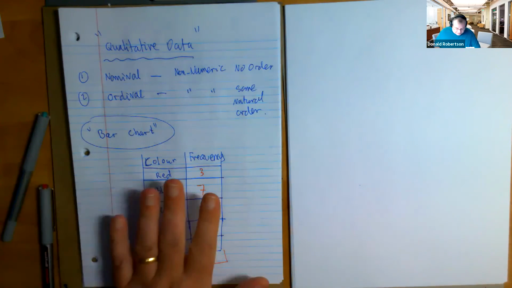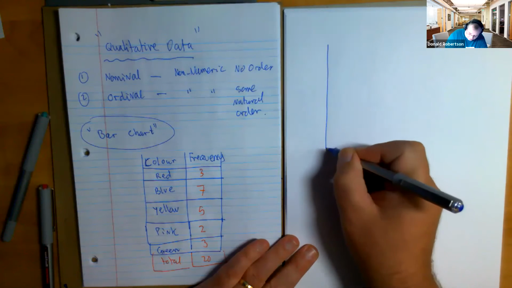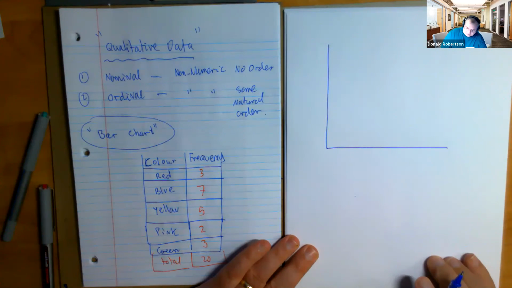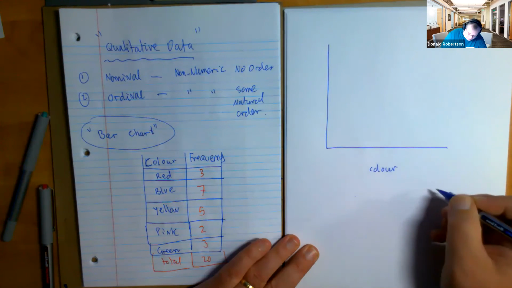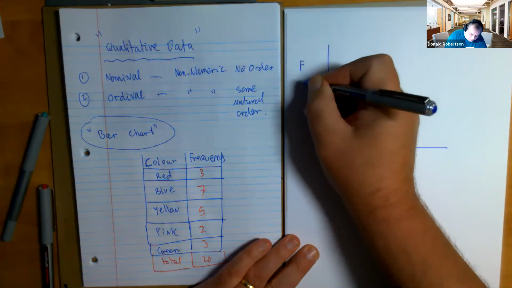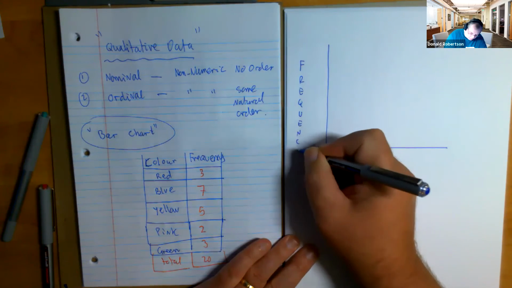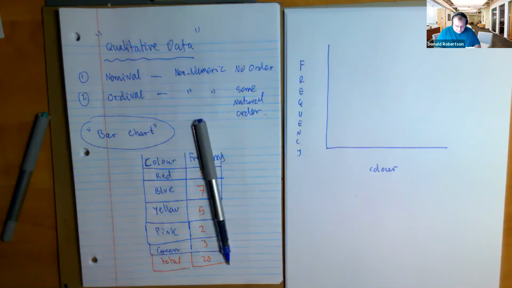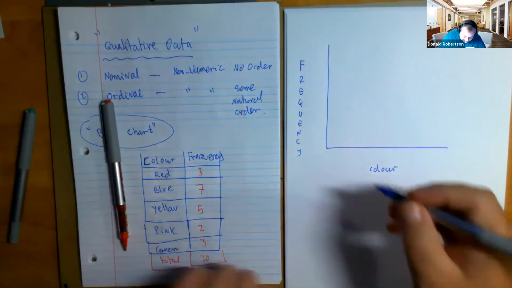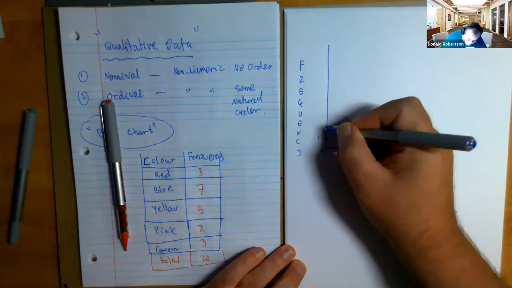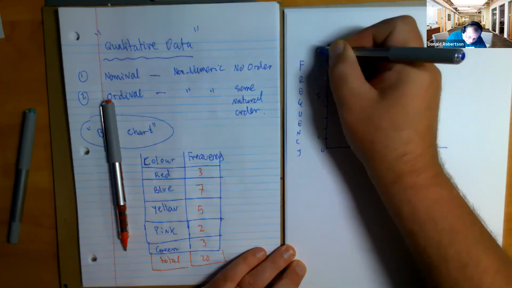That can then generate a bar chart. So what are the main features of the bar chart? Well, it looks very like a histogram. Along the bottom, you're going to choose color, and vertically, you typically would choose what we call frequency, but not always. I need a scale here: 0, 1, 2, 3, 4, 5, 6, 7, 8, 9, 10.